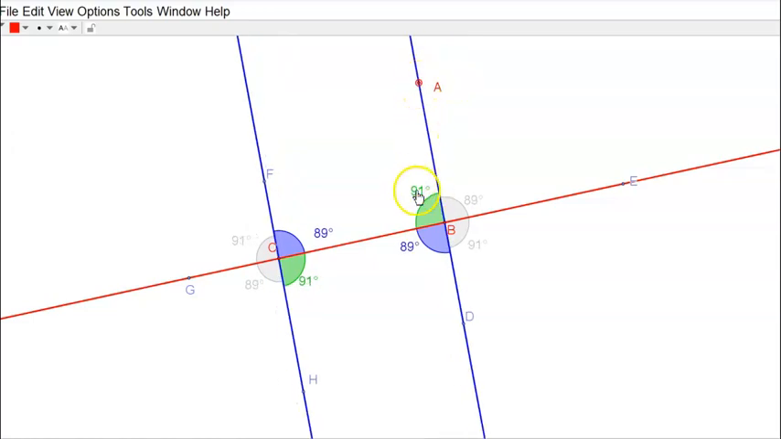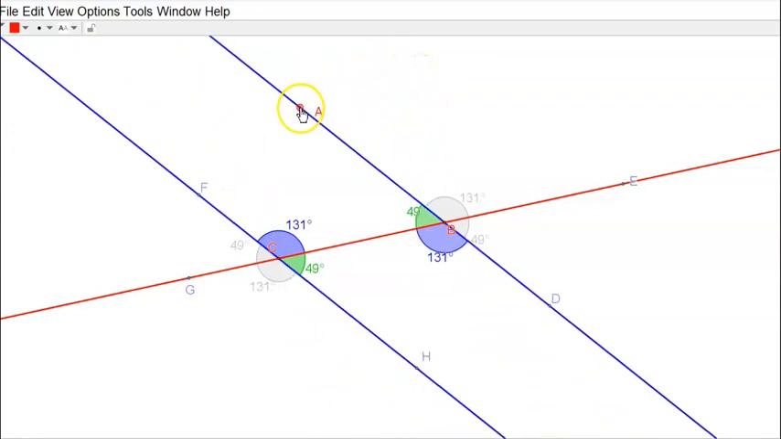Here you can see 91 alternating with the green, that is also 91. Here is 89 alternating with this one as 89, and they are always equal. So this is what we call alternate angles.